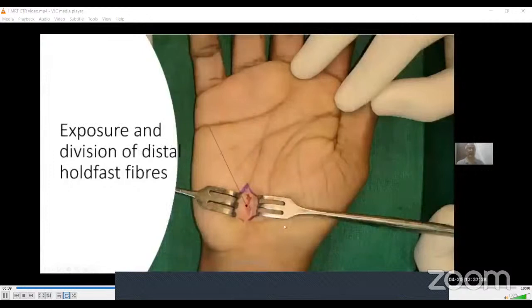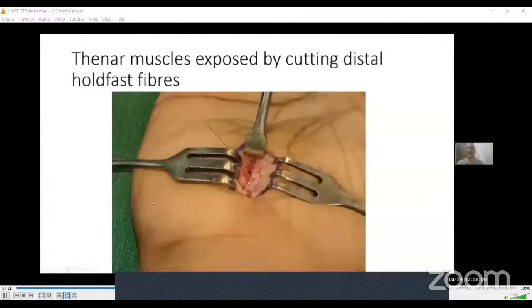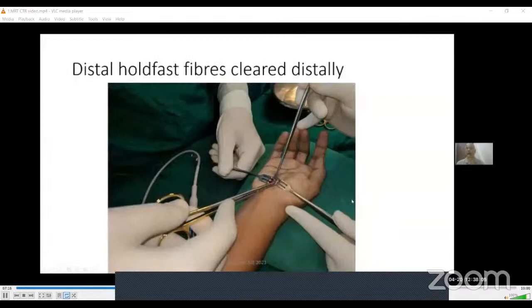These fibers cover the thinner aponeurosis and form an additional layer before the roof of the carpal tunnel. We put a retractor proximally exposing the distal forearm and cut the continuation of the palmar aponeurosis proximally as well as distally. We then expose the thinner muscles by cutting the distal holdfast fibers over here. The distal holdfast fibers are cleared distally, and we create a plane proximal in the forearm and distal in the hand, so that now the roof of the carpal tunnel can be exposed in its full extent once we put appropriate retractors.